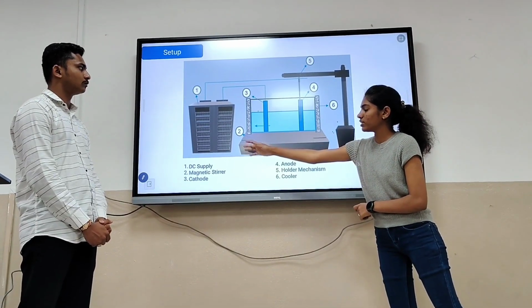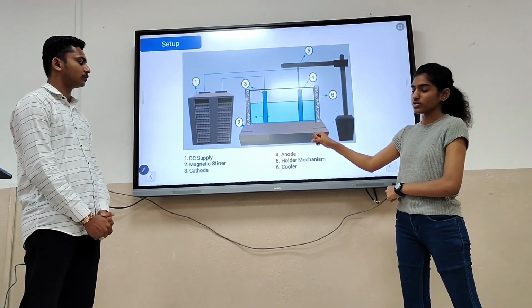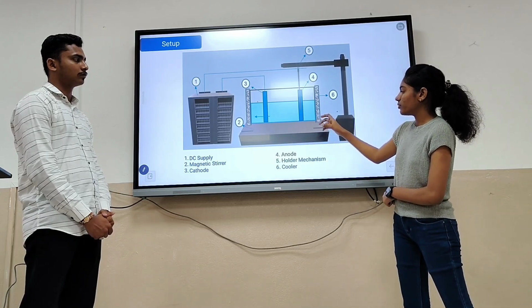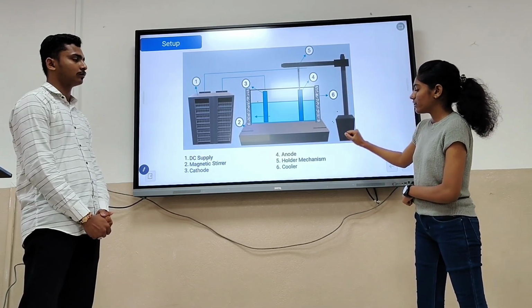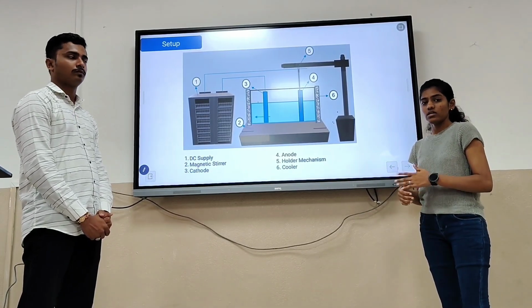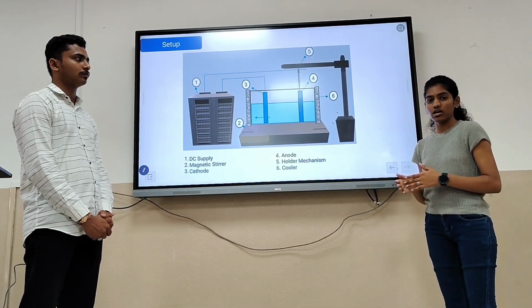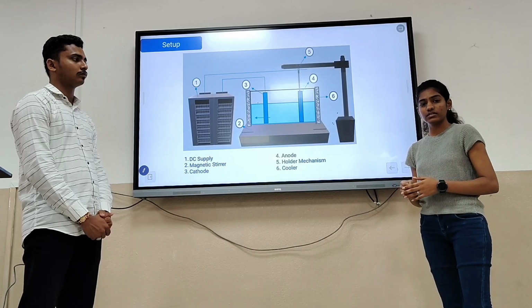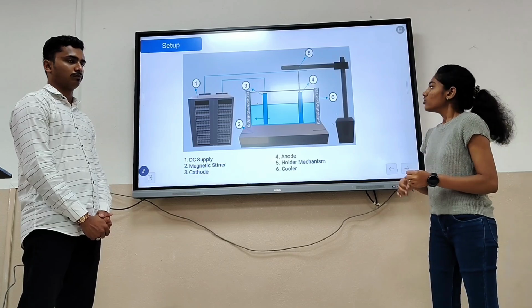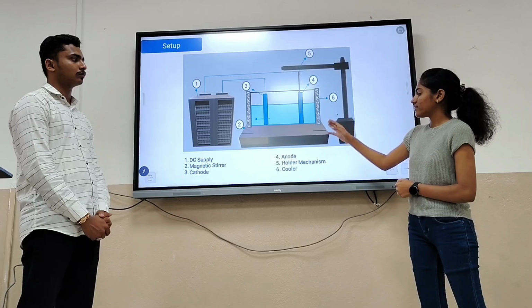Here, 1 is our DC supply, 2 the magnetic stirrer, 3 is the cathode, that is pure aluminum, and 4 is our anode, that is the aluminum alloy. The 5th is our holder mechanism and the 6th is the cooler. We added the cooler compared to our previous project because we performed coating for less than 1 hour previously, but now we are increasing the anodization time to get more coating thickness. So to maintain the temperature we added the extra cooler.